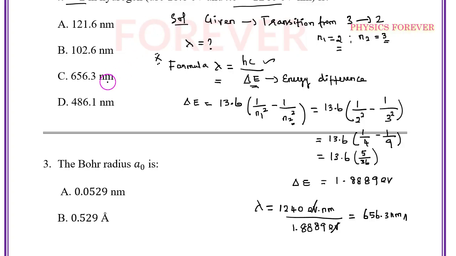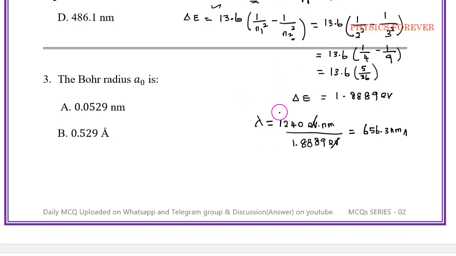Here which one is correct? Option C is correct. Okay, so definitely we must know this formula: lambda equal to hc by del E. Even if it is given in the question, and even if not, we have to know that hc multiplied gives 1240. Then the energy difference, del E, this is the formula; just substitute and we get this one.